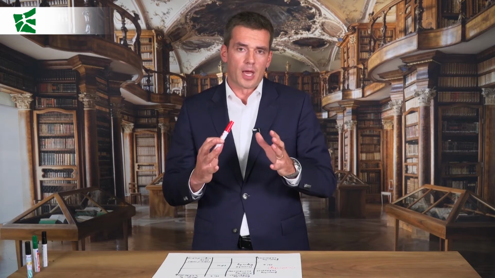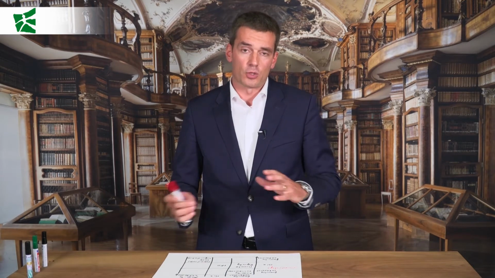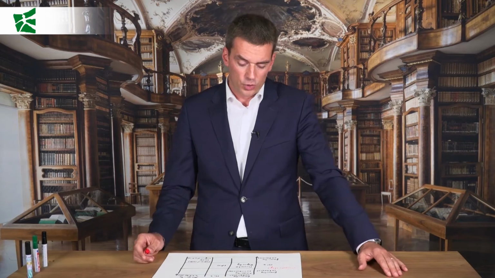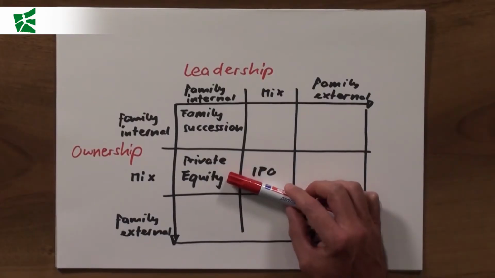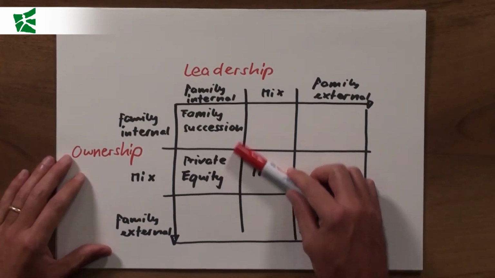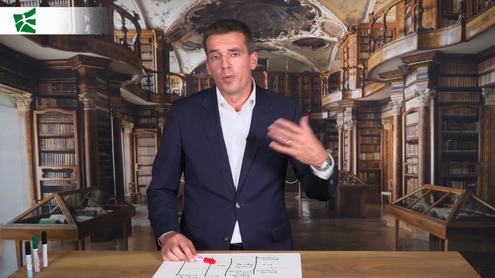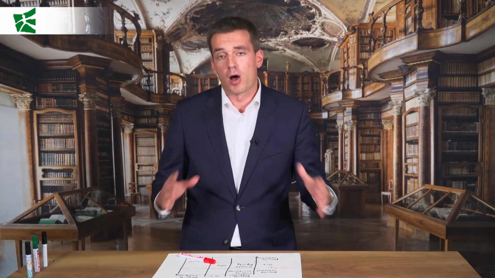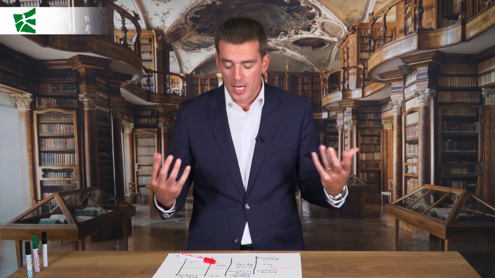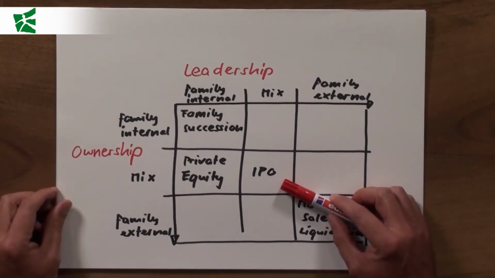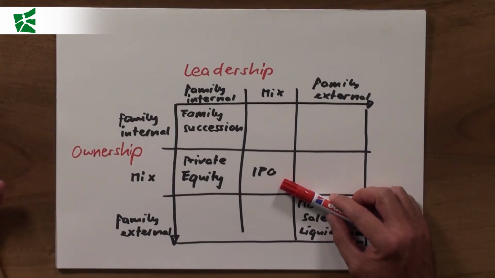If we think about the combinations of family internal and external leadership and ownership, we could, for instance, consider the sale to private equity, partial sale to private equity, whereby the leadership is actually kept in the hands of the family. Or we can think of a combination of opening up equity to outside investors and the partial transfer of leadership to non-family members or professional managers. And that would be, for instance, stock market listing, respectively the IPO.